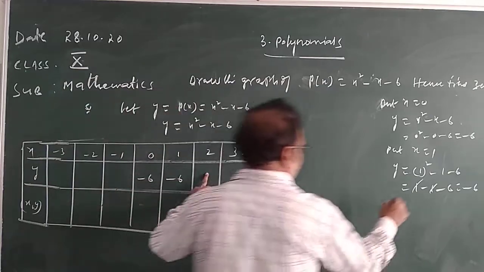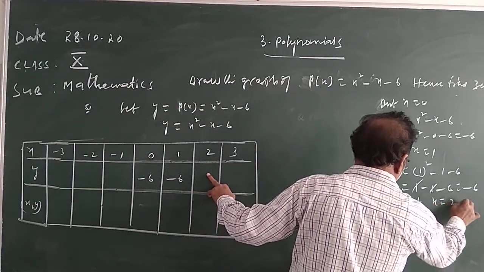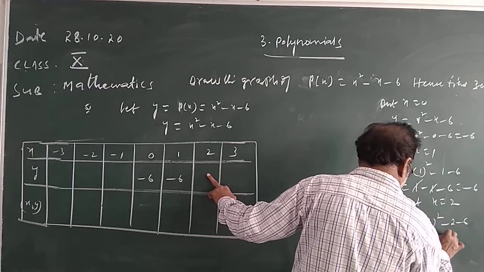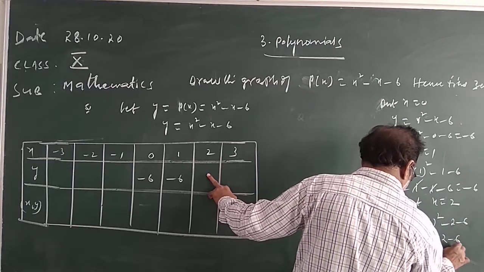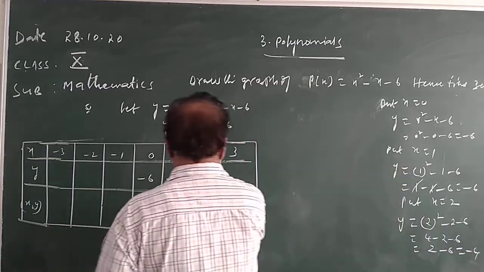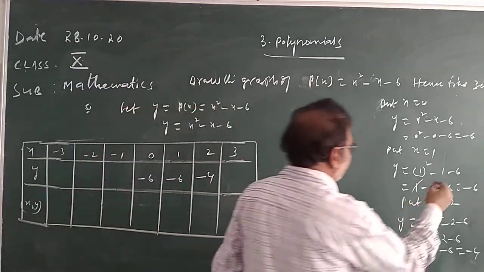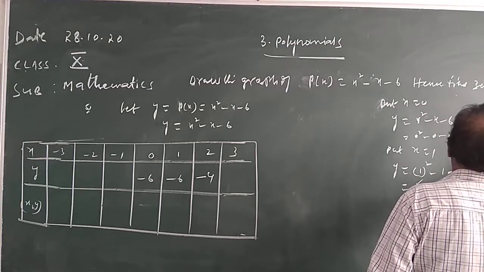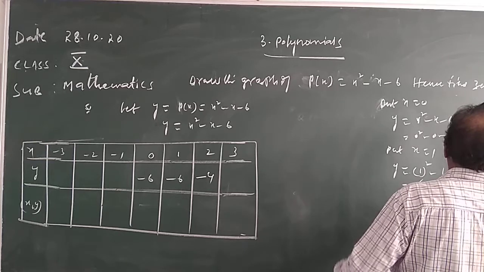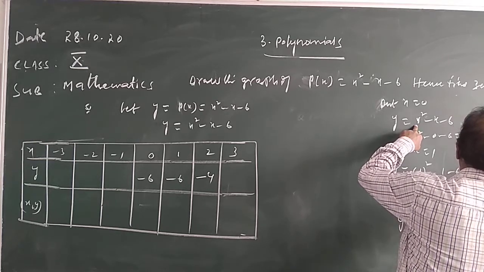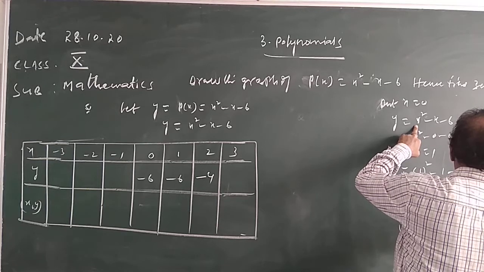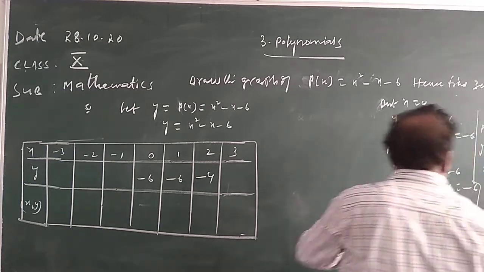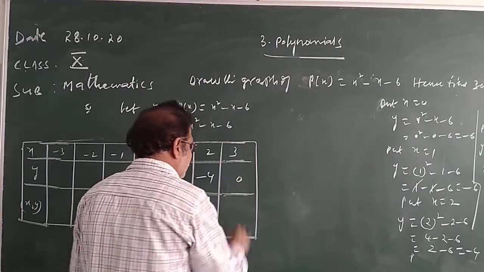Now put x is equal to 2. y is equal to 2 square minus 2 minus 6, which is 4 minus 2 minus 6, that is 2 minus 6, equal to minus 4. Similarly, put x is equal to 3. y is equal to 3 square minus 3 minus 6, which is 9 minus 3 minus 6, that is 9 minus 9, 0. So when x is equal to 3, y is equal to 0.